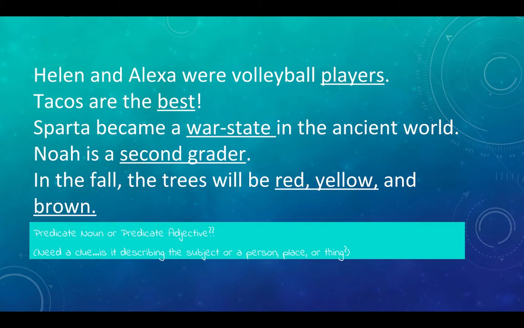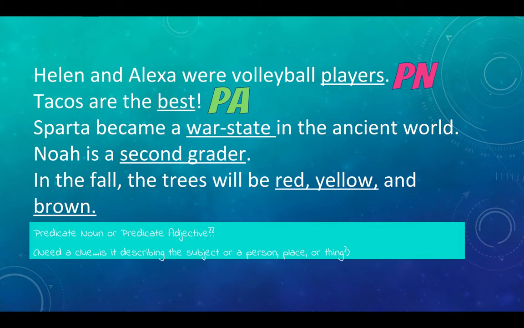So now we're going to get just a little bit more complex. We're going to try to figure out if it's a predicate noun or a predicate adjective. Remember though, if it's a person, place, or thing, it's going to be a predicate noun. And if it's a describing word describing the subject, it's going to be a predicate adjective. So here we go. Helen and Alexa were volleyball players. That's a person. That means it's a noun, so that's going to be a predicate noun. Okay, tacos are the best. Yum. Okay, so tacos are being linked to the word best. Best is describing them this time. That means it's going to be a predicate adjective since they're describing.